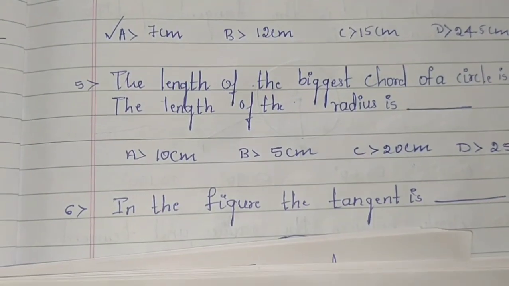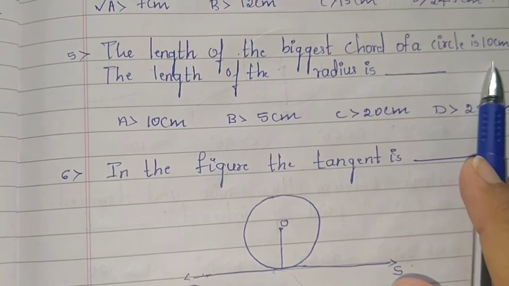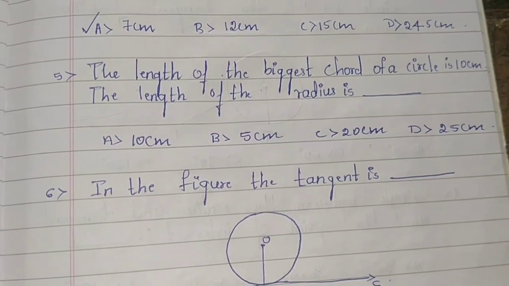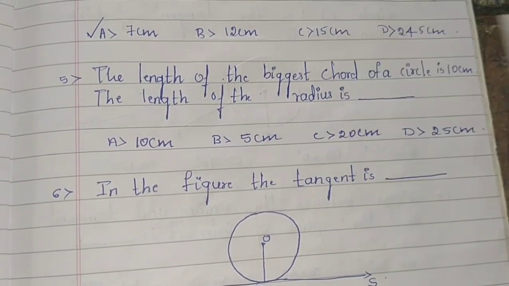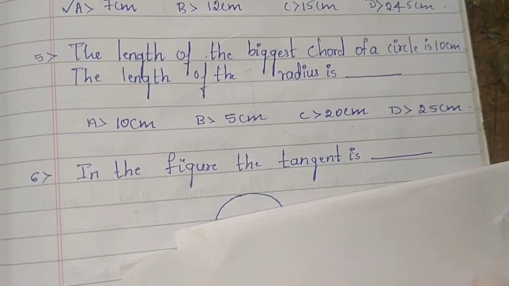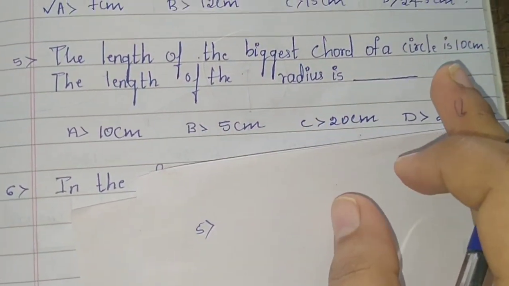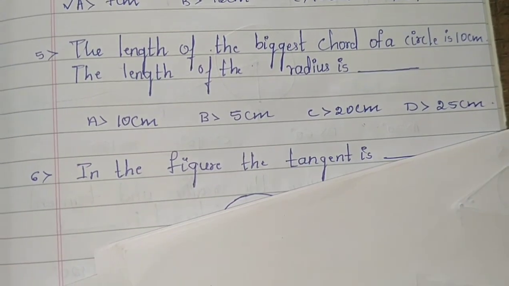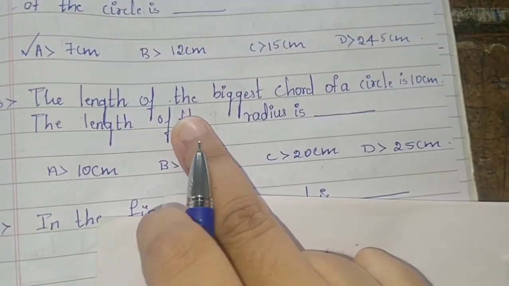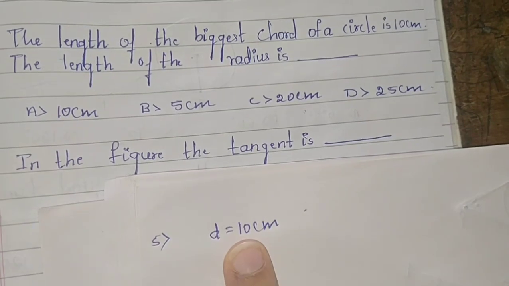Now we'll move on to the next question, that is the length of the biggest chord of a circle is 10 centimeter. The length of the radius is what? Now you can easily say this. Which is the biggest chord of a circle? The biggest chord of a circle is always the diameter. Here the diameter they have given, that is 10 centimeter.